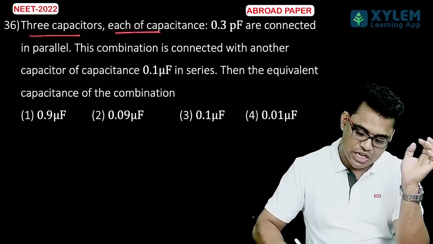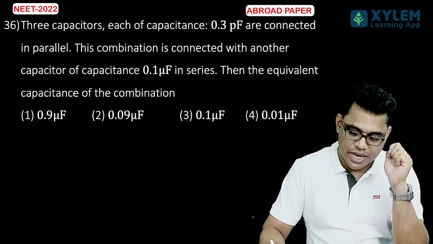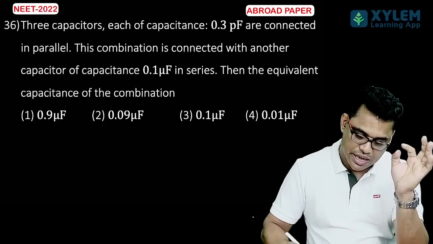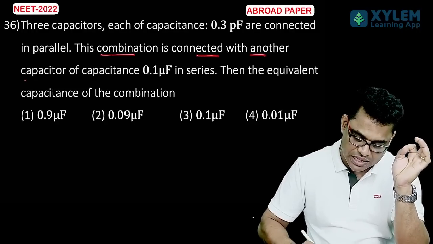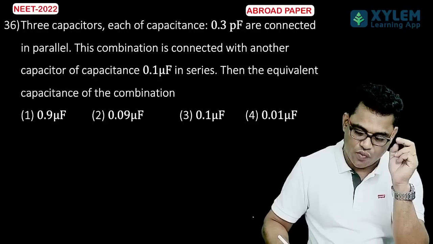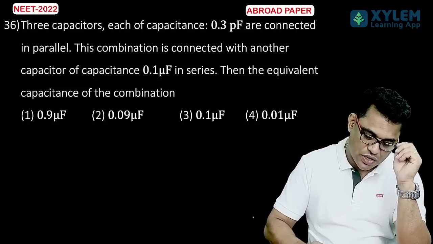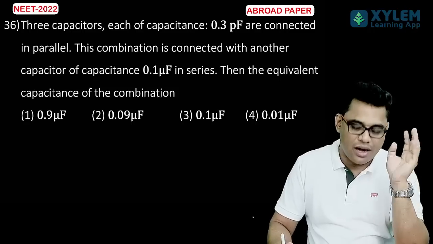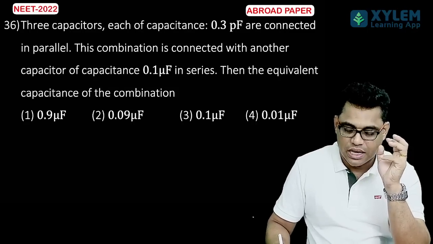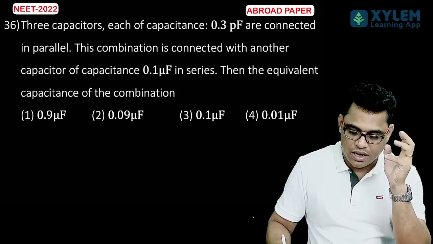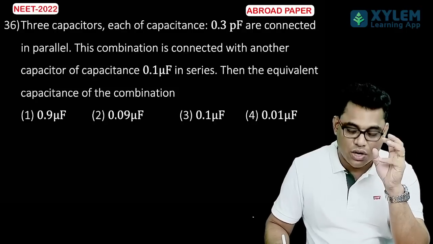36th question, look here. 3 capacitors, each of capacitance 0.3 microfarad are connected in parallel. This combination is connected with another capacitor of capacitance 0.1 microfarad in series. Then the equivalent capacitance of the combination? 3 are connected in parallel. Therefore, the total capacitance is 3 into 0.3, 0.9.